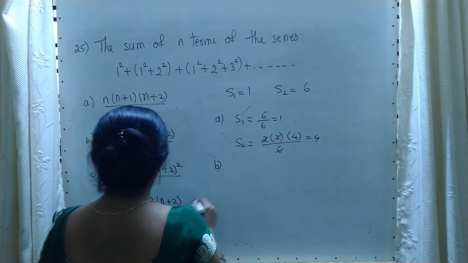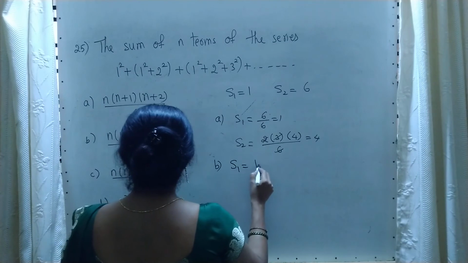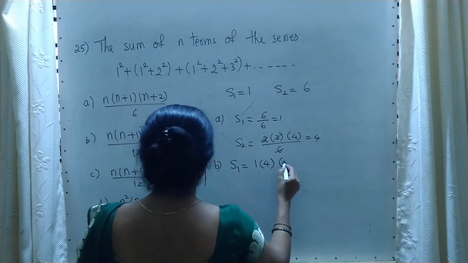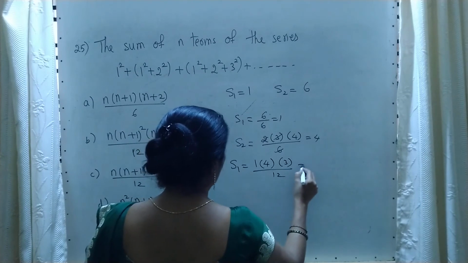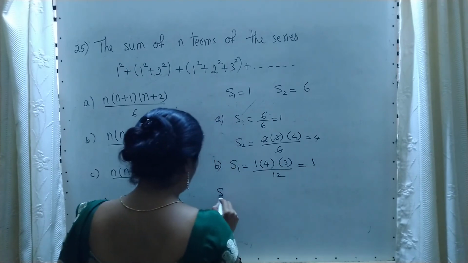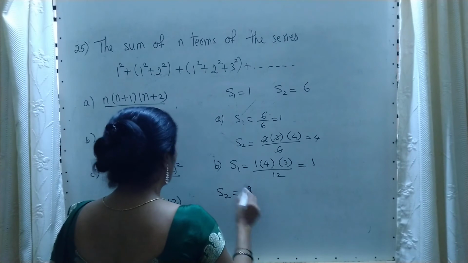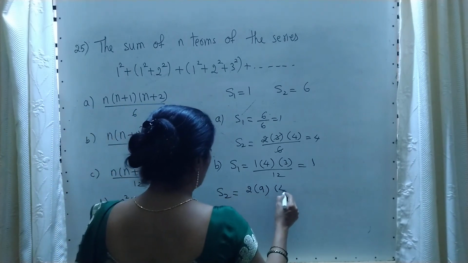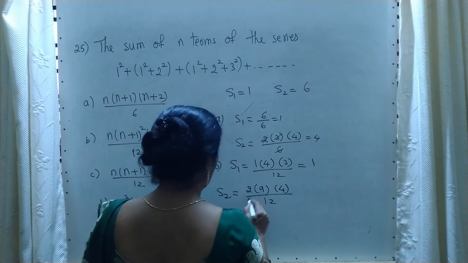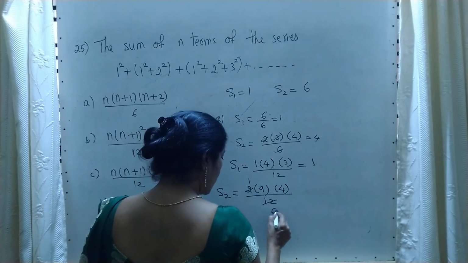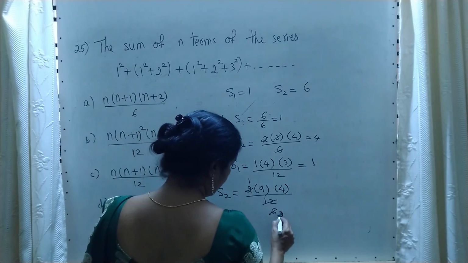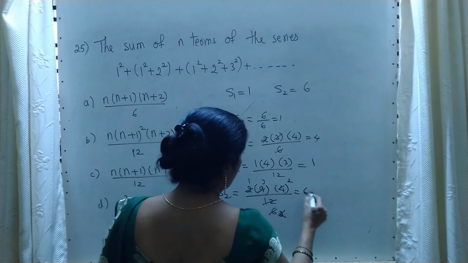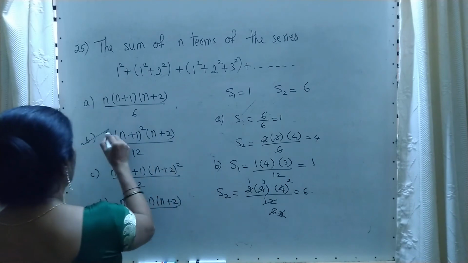Moving to the second one, B. What is S1? 1, 1 plus 1, 2 square, 4, and it is 3 divided by 12. 12 divided by 12, 1, correct. S2, 2, 2 plus 1, 3 square. 3 square is 9, and this is 4 divided by 12. So 2 ones are 2, 6 are 3 2s are, 3 3s are, and answer is 6. We want 6. So the answer is B.